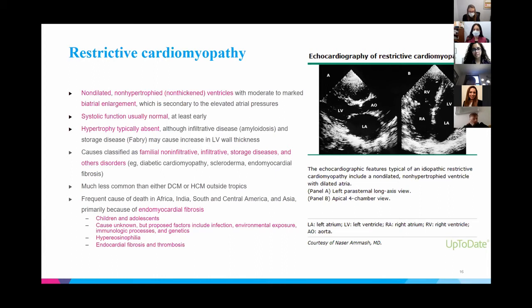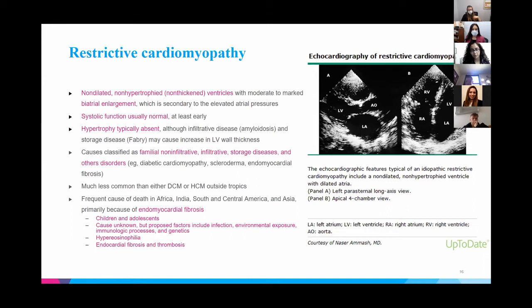And so again, the causes of restrictive cardiomyopathy can be classified as familial, non-infiltrative, infiltrative, including amyloid, storage diseases, and others such as scleroderma and endomyocardial fibrosis. Restrictive cardiomyopathy is much less common than either dilated or hypertrophic outside the tropics. However, it does cause a lot of death in Africa, India, South and Central America, and Asia because of endomyocardial fibrosis. That affects children and adults, and the cause is unknown, but it's proposed to include infection, environmental exposure, immunological phenomena, as well as genetics.